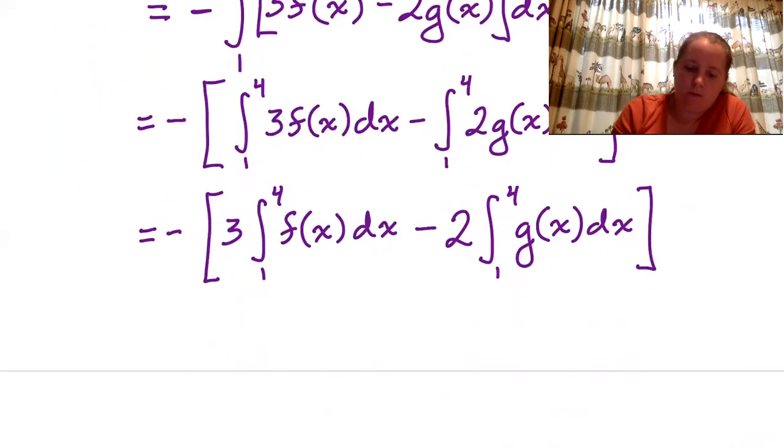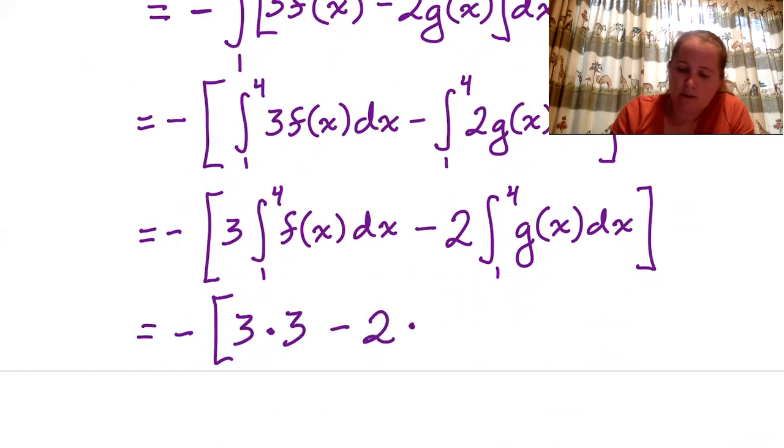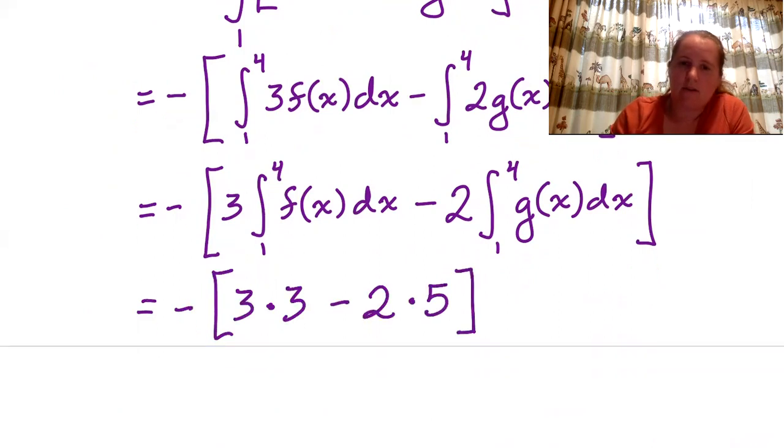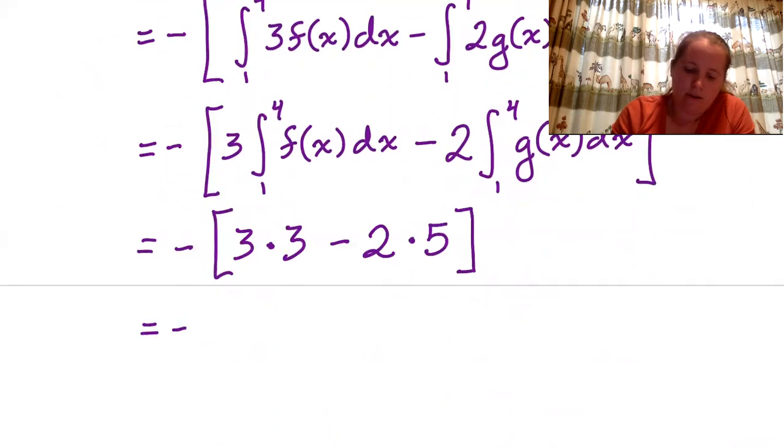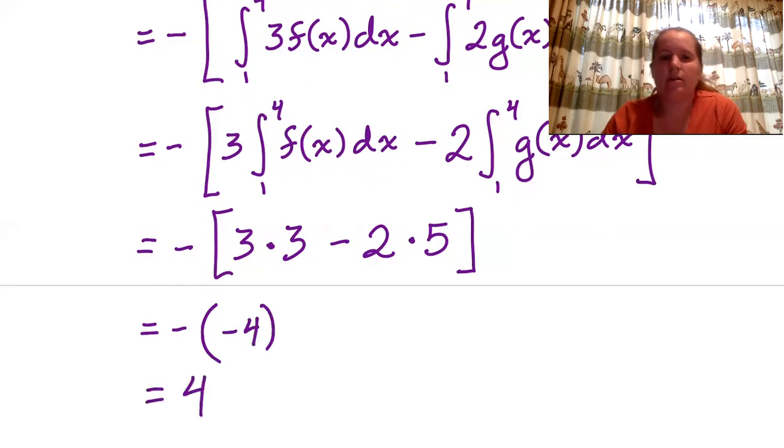So this becomes, we have negative, and then 3 times 3 minus 2 times 5. We have a negative out front. And then this is 6 minus 10, or -4. Negative 4 becomes a positive 4. So again, this is just taking advantage of those definite integral properties, and given some known definite integrals, finding a variety of others.